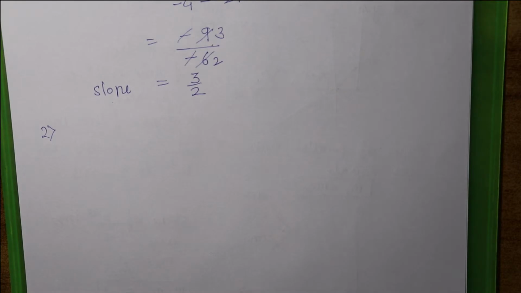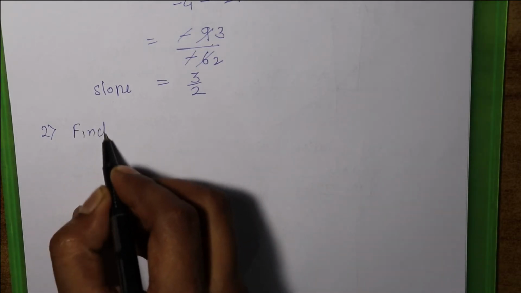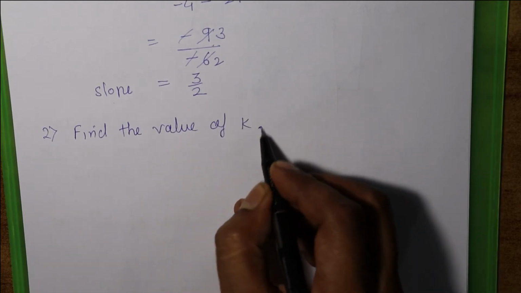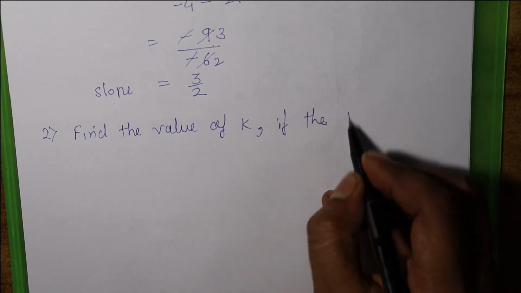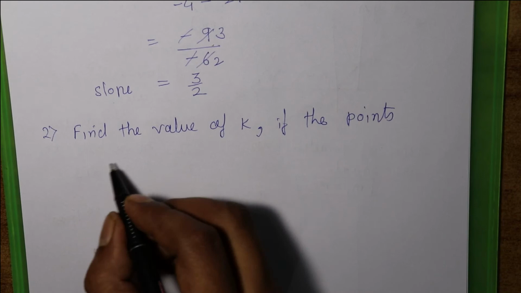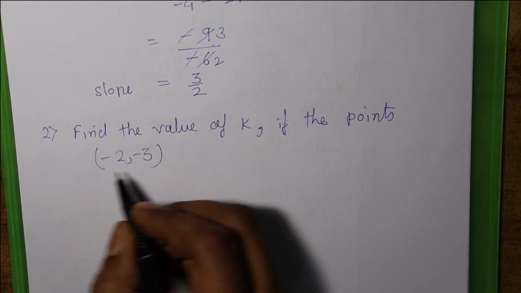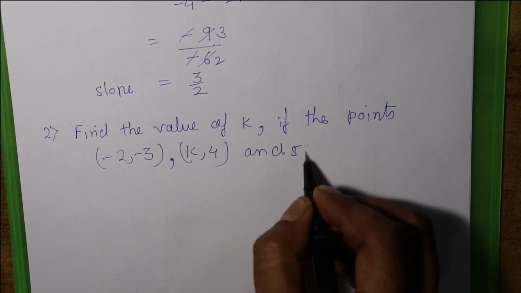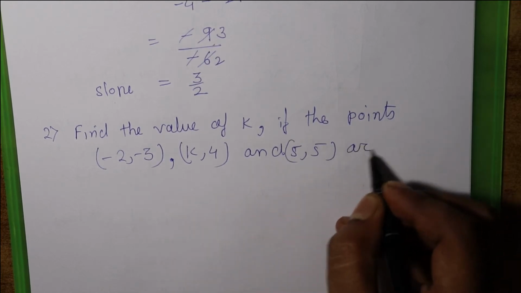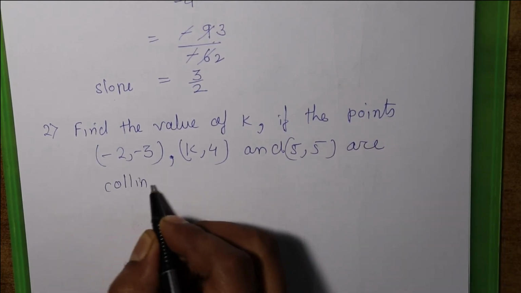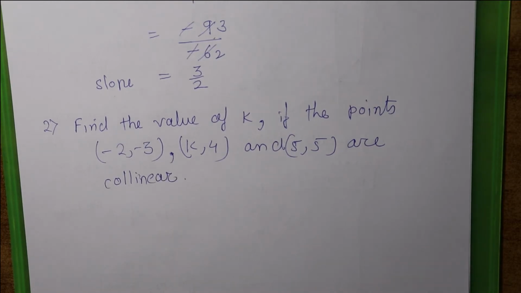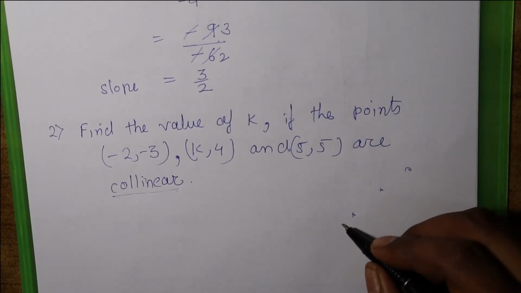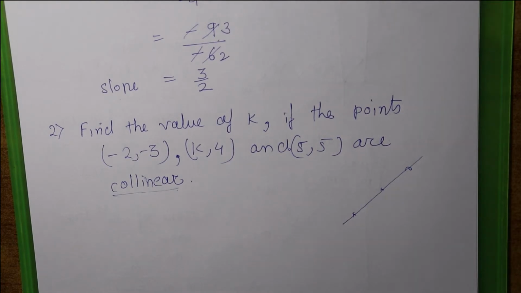Here we have to find the value of k if the points (-2, -3), (k, 4) and (5, 5) are collinear. So basically, what do we mean by collinear? Collinear means points will always be in a straight line.